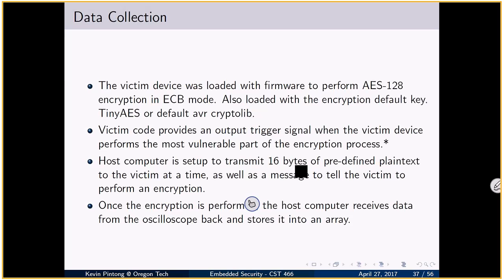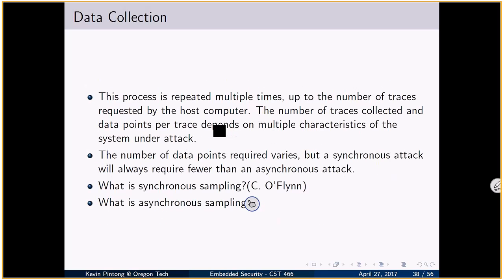And load. A host computer is set up to transmit 16 bytes of predefined plaintext to the victim at a time, as well as a message to tell the victim to perform an encryption. Once the encryption is performed, the host computer receives the data from the oscilloscope and stores it into the array. So a lot of the stuff that we're doing in this class is automated. We're just going to automate the scope, so we really don't want to get all that data by hand. It would be a big pain in the butt.